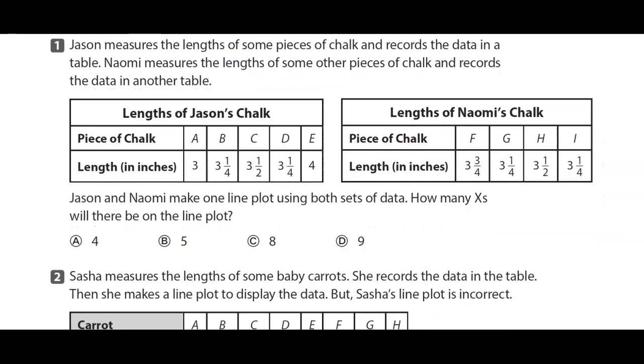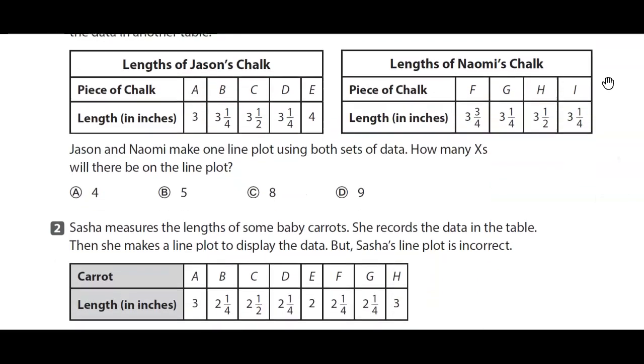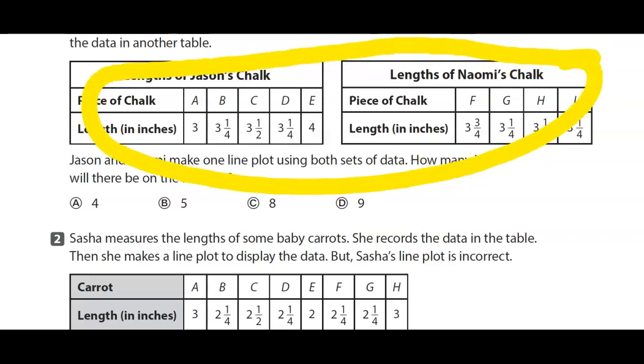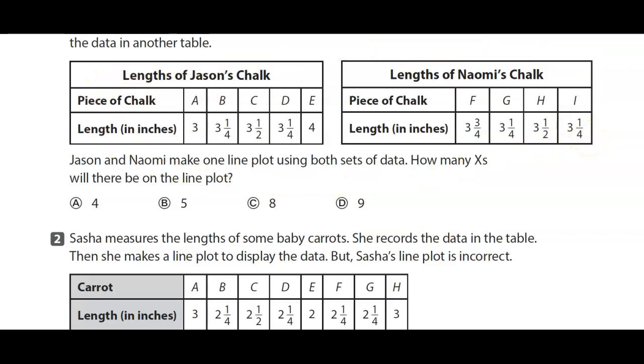It says Jason measures the lengths of some pieces of chalk and records the data in the table. Naomi measures the lengths of some other pieces of chalk and records the data in another table. So this is what they recorded, Naomi and Jason. Naomi makes one line plot using both sets of data. How many X's will there be on the line plot? So how many X's were used altogether?